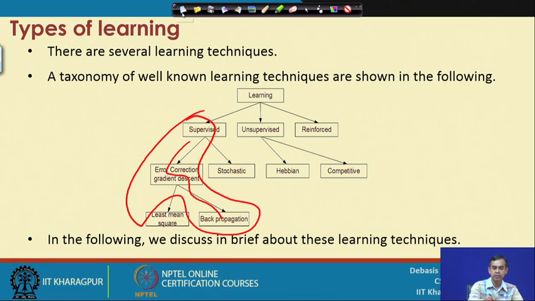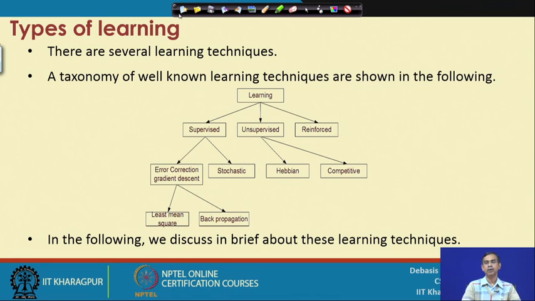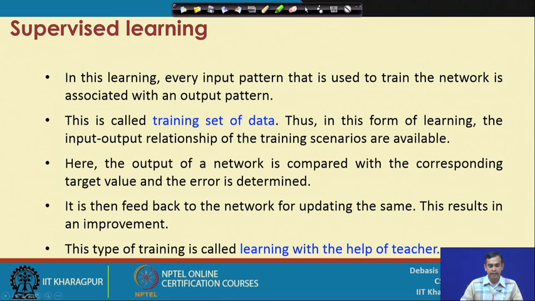For all other techniques, we should have a little brief idea, an overview, not the detailed concept of the learning. So, in the next few slides, let us quickly learn about the different learning techniques. I will first discuss supervised learning. Now, in each learning, one thing is common: we need training data, or a set of data, that can be used to train the network. So, training data is there.